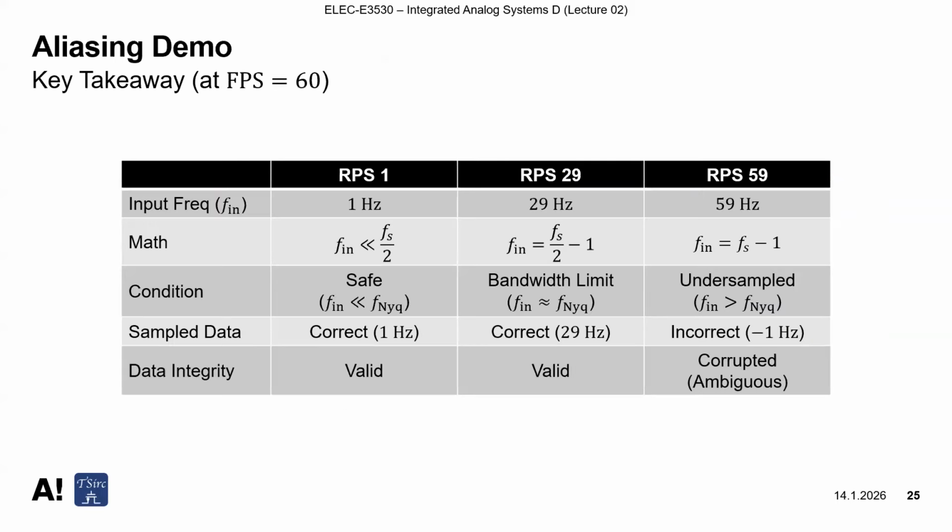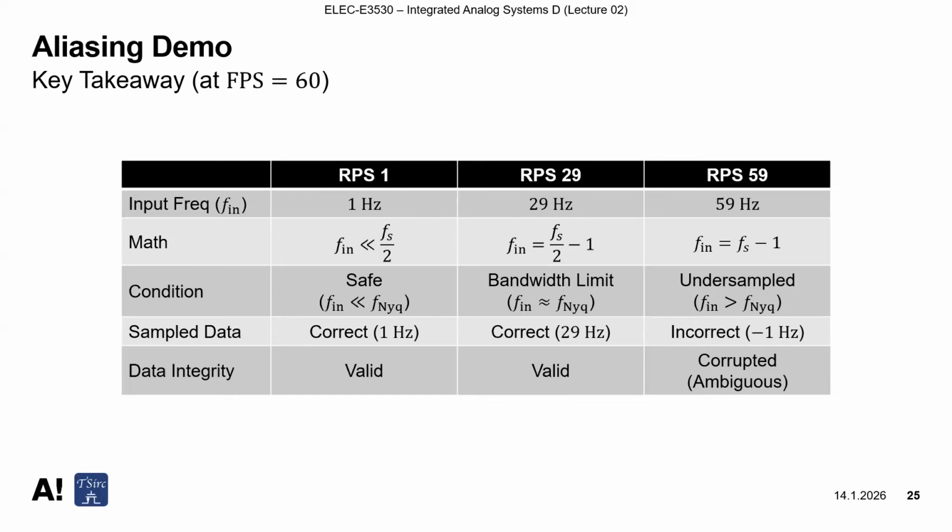So this is a key takeaway at frames per second equal to 60. We have RPS equal to 1, 29, and 59, all of them corresponding to input frequencies of 1 Hertz, 29 Hertz, and 59 Hertz. For RPS equal to 1, the input frequency is much slower than the Nyquist rate. So it is a safe condition to sample without any corruption, without any aliasing. The sample data is correct for 1 Hertz, and also correct for 29 Hertz with RPS equal to 29, because it is still within our Nyquist theorem condition.